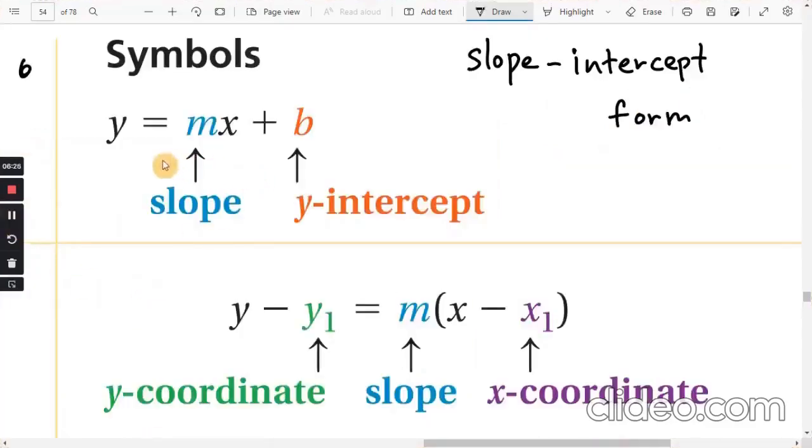So the basic line equation is y equals mx plus b, and this equation is considered to be in slope-intercept form. The reason is that when you look at this equation in this form, you can get the slope and the y-intercept just from looking at the equation. Slope is the letter m and y-intercept is the letter b. And in case you didn't know, y-intercept is the point where the line crosses or meets the y-axis.